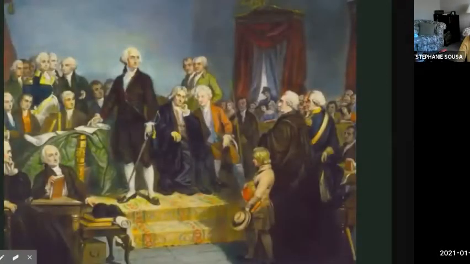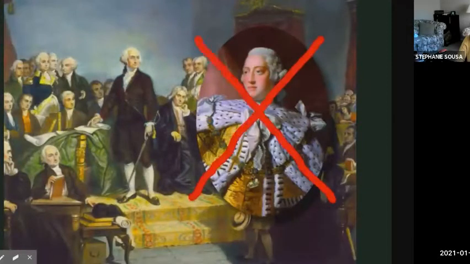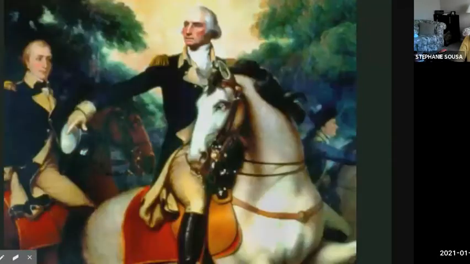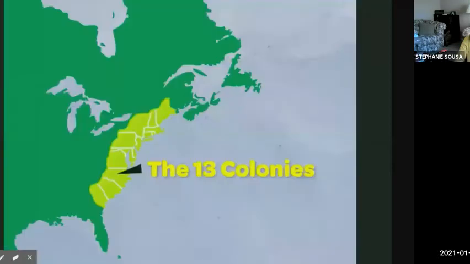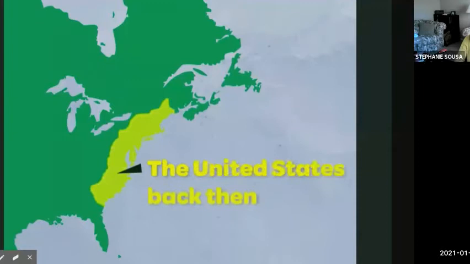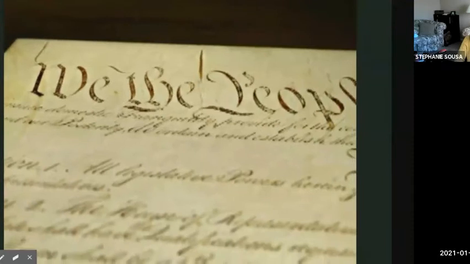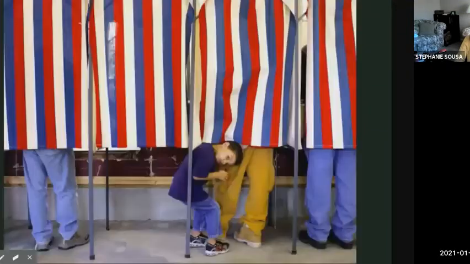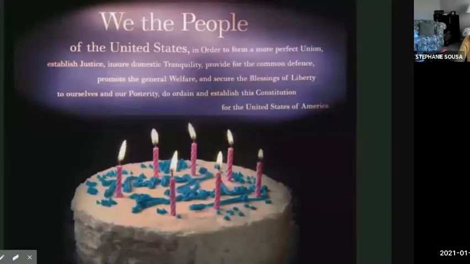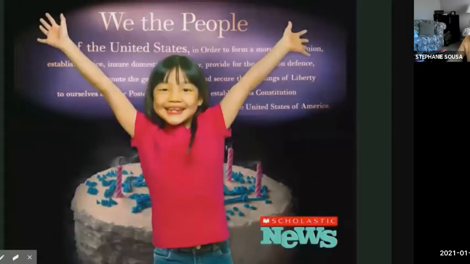A government is made up of the people in charge of a country. The Constitution said there would be no king. People would vote for a president and other leaders. George Washington became our country's first president. The Constitution said that all the states were part of one big country. The states would work together. The Constitution is very old, but we still use it today. We vote for a president every 4 years. And in September, we have a holiday that's just for the Constitution. Happy Constitution Day.